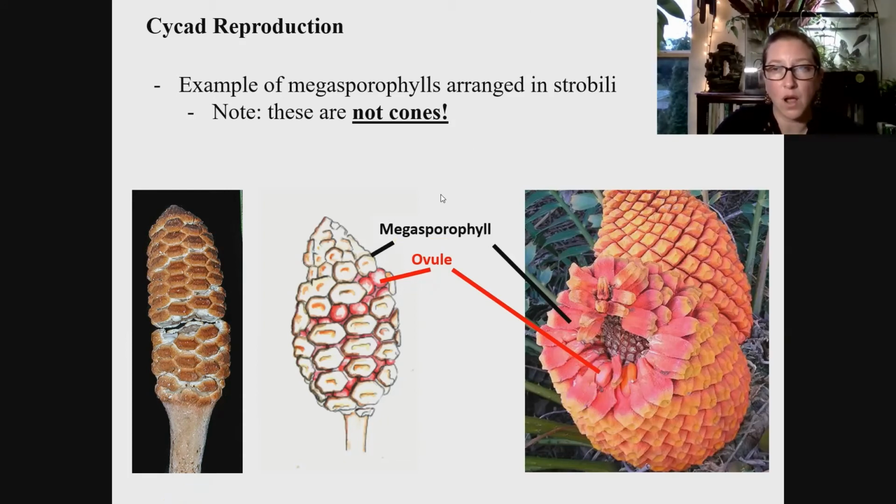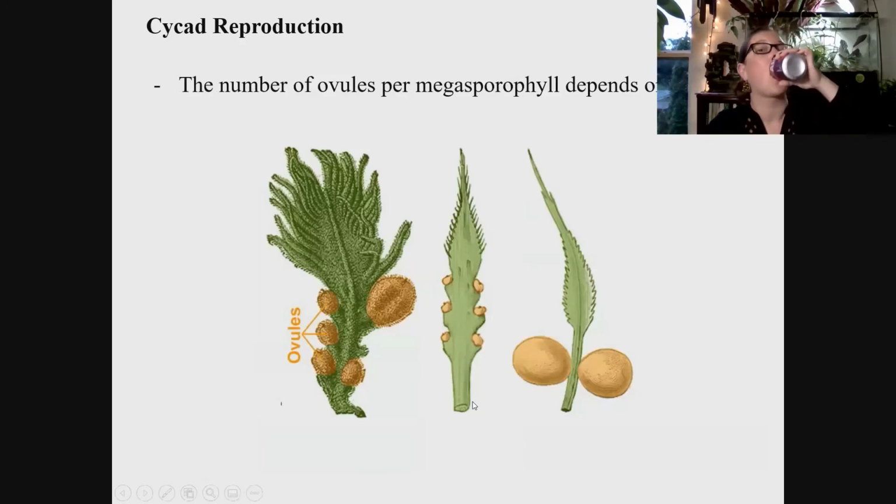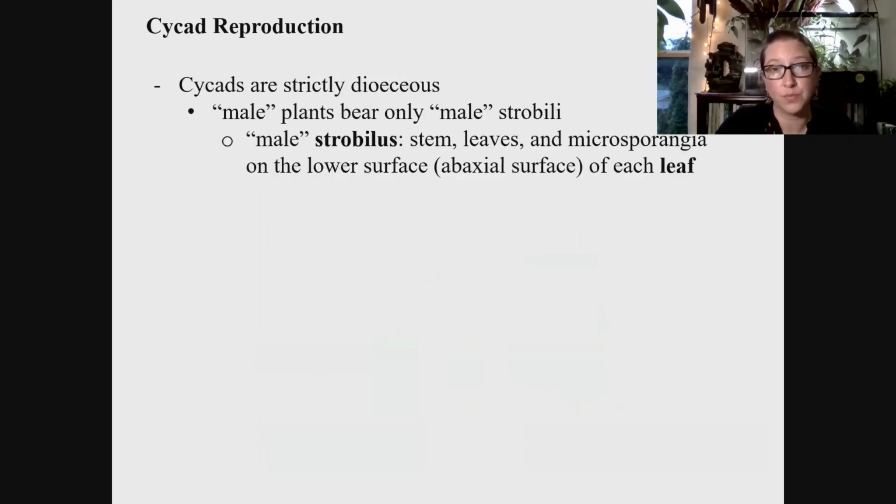Sometimes the book or other sources will call these cycad cones. No, they're not cones. They're Strobilus, or if there are many of them, Strobili. Cones are only on the conifers, which we'll cover later at the end of this class. The number of ovules on a megasporophyll leaf will depend on the species. The one on the left here has 5, the one in the middle has 6 ovules, and the one on the right has 2.